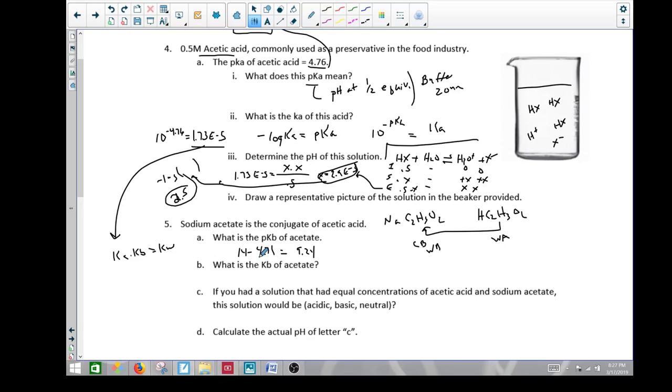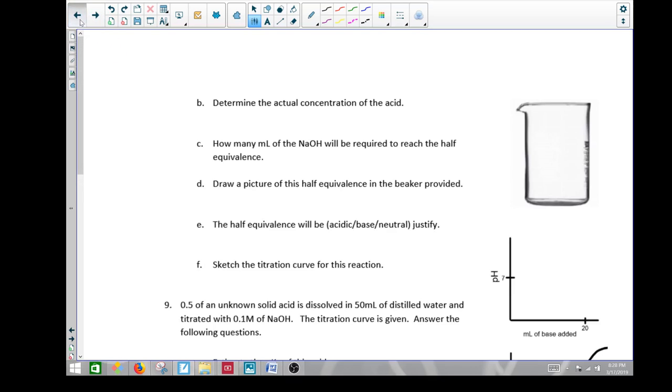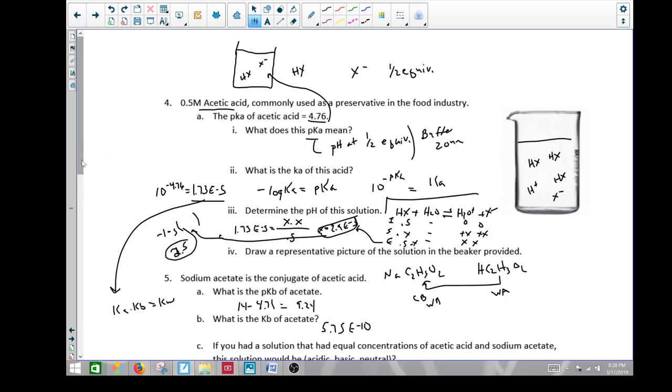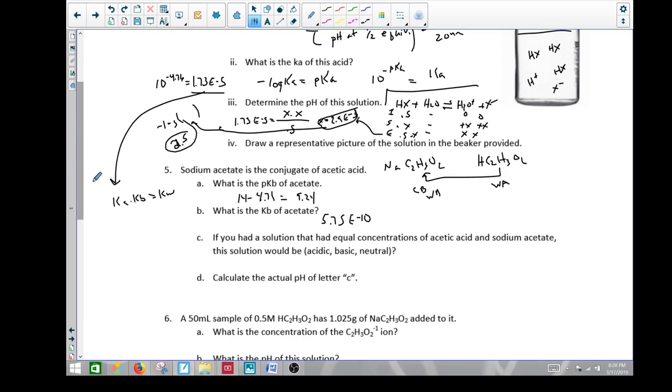Taking the inverse log of negative 9.24 gives 5.75 e to the negative 10th. If you have a solution that has equal concentrations of acetic acid and sodium acetate, what would be the general pH?